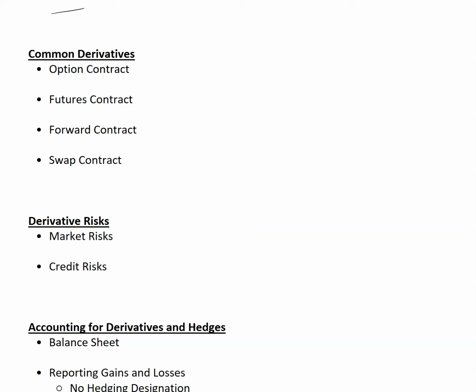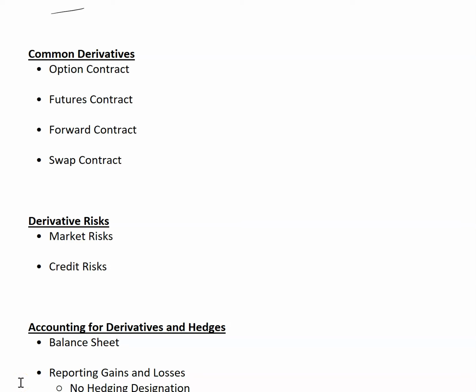So there could be two types of options. One is the call option, which gives you the right to buy. Another is the put option, which will give you the right to sell. And remember that option contracts or options are a right, and it's optional, it's not an obligation. On the other hand, if you look at futures and forward contracts and also swap contracts, those are obligations. You have to do it.